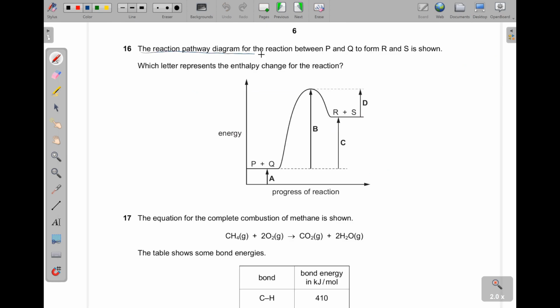Question 16. The reaction pathway diagram for the reaction between P and Q to form R and S is shown. Which letter represents the enthalpy change for the reaction? Enthalpy change of the reaction, we see the difference between the 2 lines, the one for the products and then the one for the reactants. So you look at this one here and then the one here for the products. So it has to be this C here. Okay, and it is facing up.